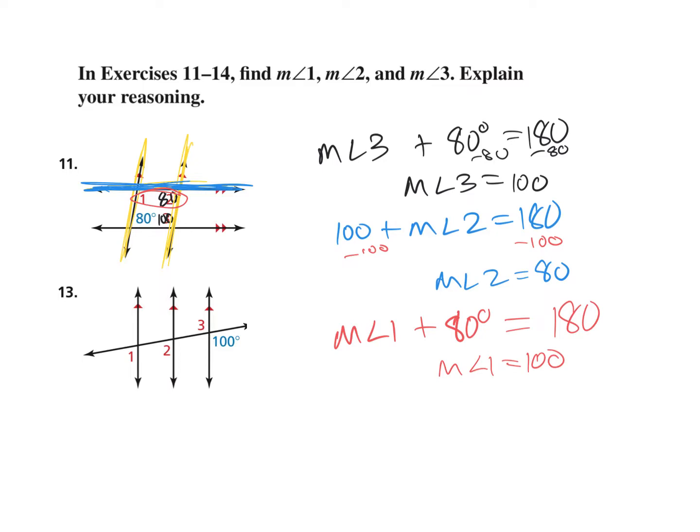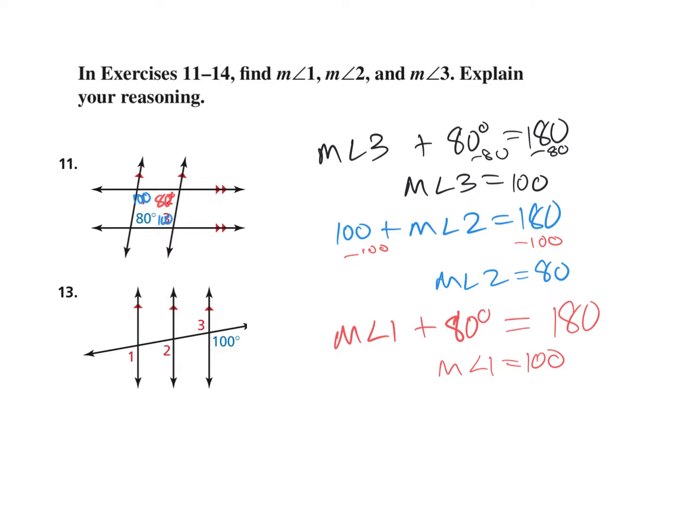All right, so I want to point something out to you here. It's going to be a theorem coming up that if you have a parallelogram, opposite corners are congruent to each other. But you don't have that yet, but that's just something for you to remember. All right, now we go to number 13.